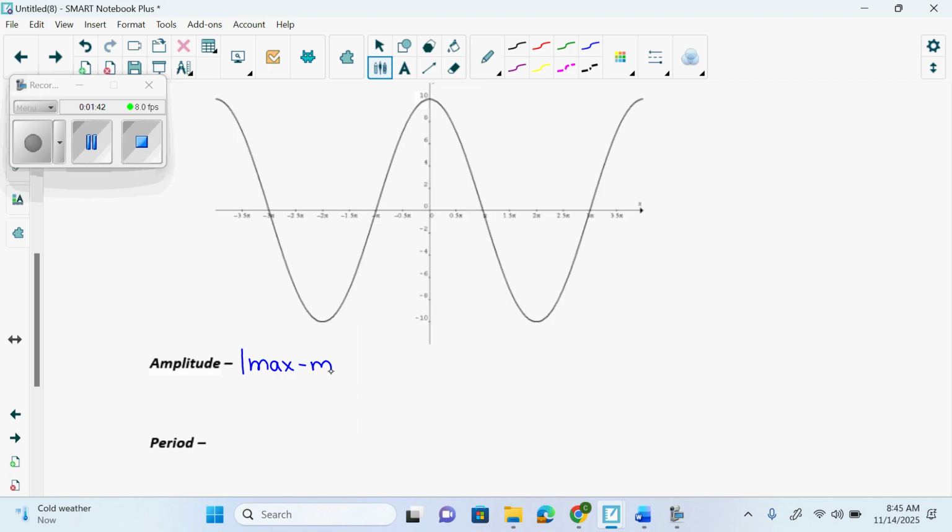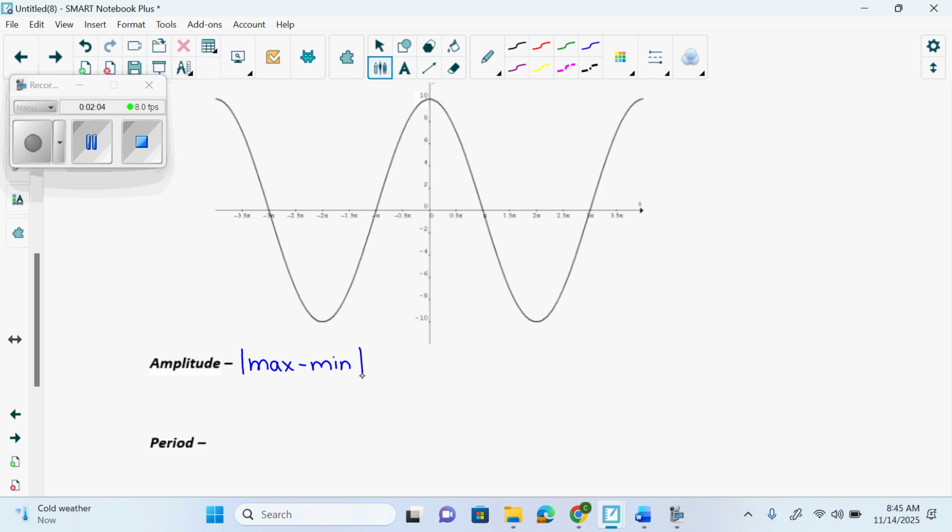Now, why would we do the absolute value of max minus min? Absolute value makes it what? It makes it positive. And what is distance always? Positive. And I told you we have to do the vertical distance divided by 2, correct? Well, absolute value of max minus min just gets you the vertical distance without you having to physically count it. And then you divide it by 2.